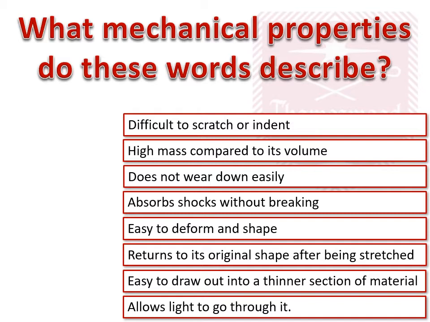So you've got your 8 different ones. You've got difficult to scratch or indent, high mass compared to its volume, does not wear down easily, absorbs shocks without breaking, easy to deform in shape, returns to its original shape after being stretched, easy to draw out into a thinner section of material, and allows light to go through it.